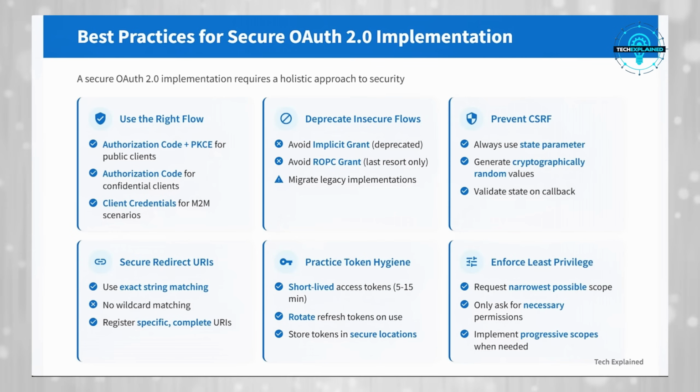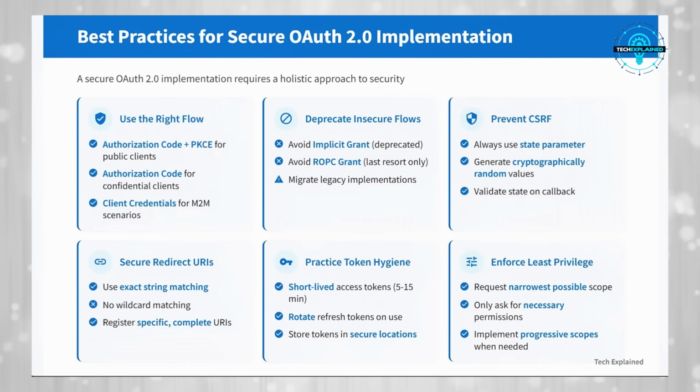Second, actively deprecate and migrate away from insecure flows. The implicit grant and the resource owner password credentials grant should not be used in new applications. If you have existing applications using these flows, prioritize migrating them to more secure alternatives. Third, always use the state parameter in all redirect-based flows. This simple parameter correlates the authorization request with the response and mitigates cross-site request forgery attacks. It's a small detail that provides significant security benefits.